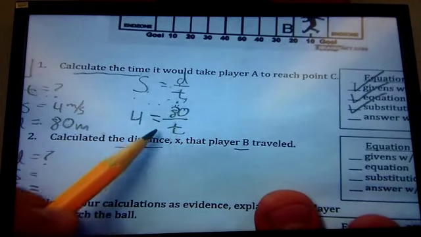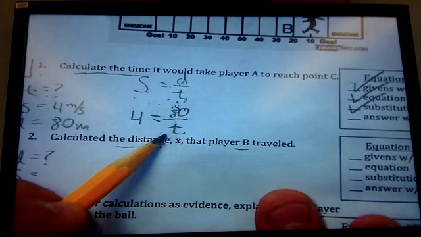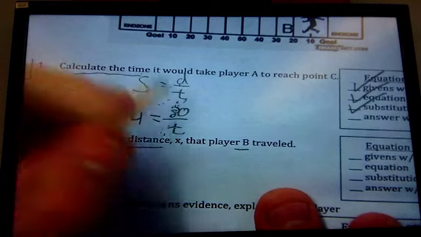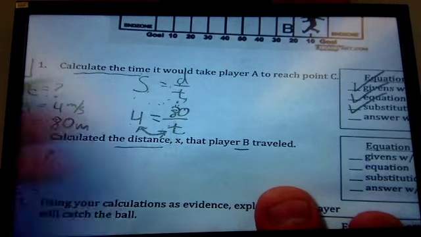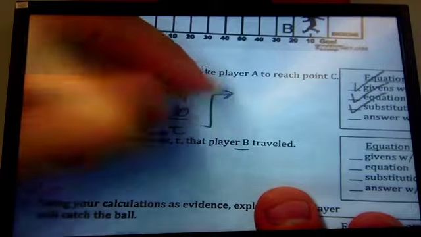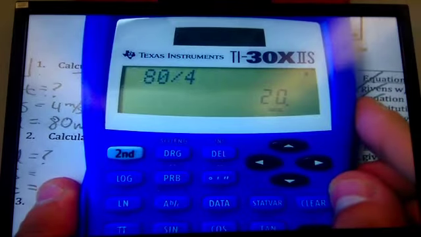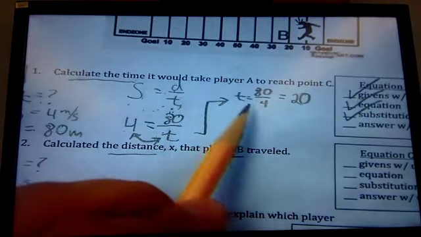So I have to do some algebra to get T by itself on one side. When you have something equals something over something, you can switch the position of these two. And what we get as a result is T equals 80 over 4. That is, putting it into my calculator, 20. What? Well, I know that T is time. It should have units of seconds. Bam.